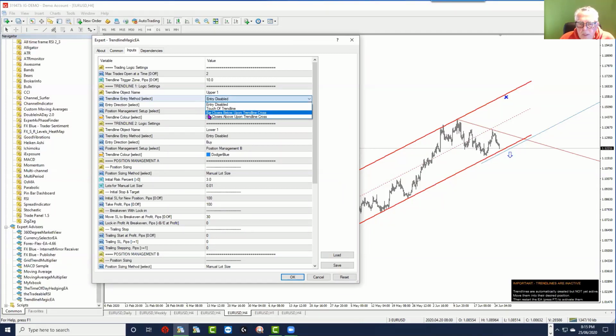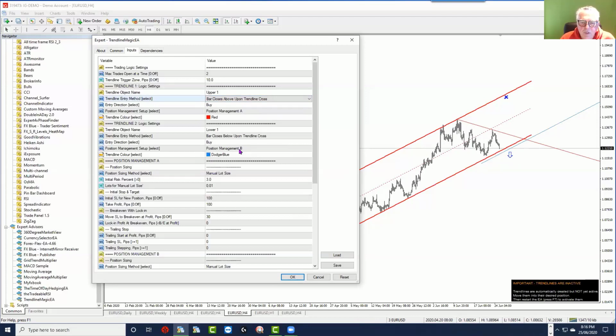We want to buy when the bar closes above the trend line cross. So that makes sense. If it crosses over there, we want to buy it. And then on the lower one, we want to sell. So we say entry enabled, and we want to, when the bar closes above the trend line, because that one's above, and this one is below, and so on. So now we've actually set up the entries.